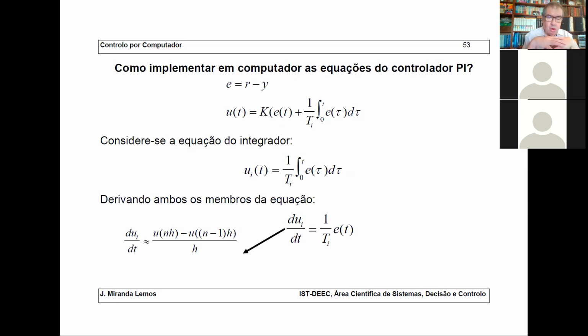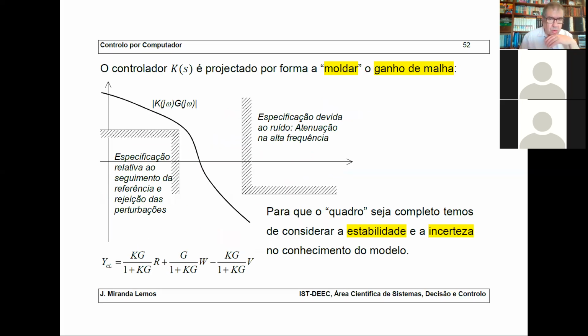Por que o controlador PI é tão popular e qual é a relação que há aqui com o slide 52? You can say that in Portuguese if you want.